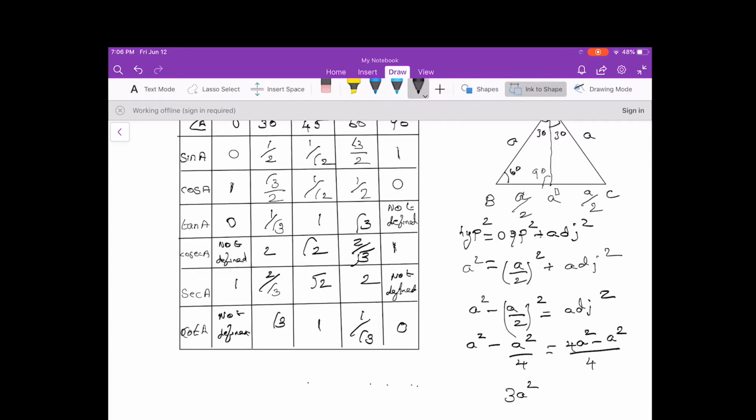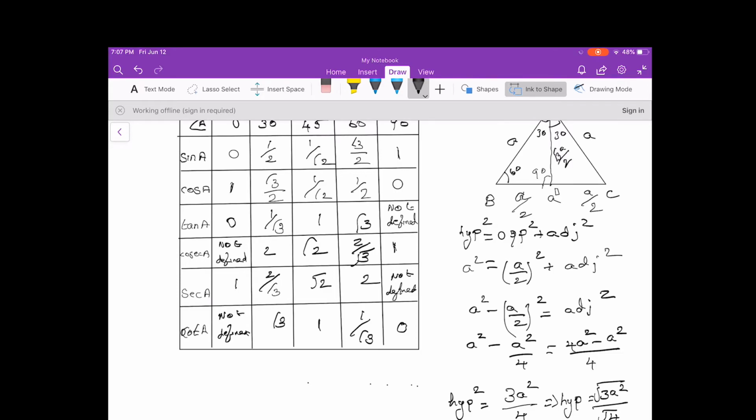3A square by 4. This is hypotenuse square. So hypotenuse is root of this. Hypotenuse is equal to root of 3A square by root of 4. So A square and 4 are root numbers. So I'll take it as root 3. I cannot do anything, so I'll write it as root 3. Root of A square is A and root 4 is 2. So my hypotenuse is root 3A by 2.